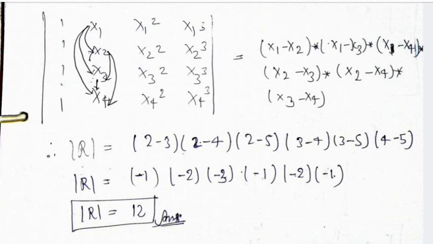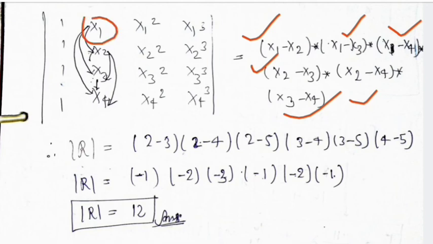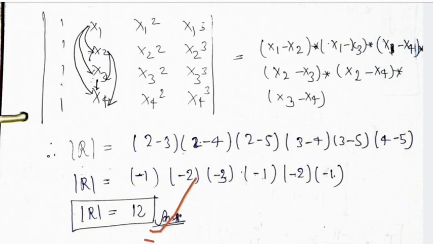executing these formulas, x1 minus x2 into x1 minus x3 into x1 minus x4 into x2 minus x3 into x2 minus x4 into x3 minus x4. This means x1 is subtracted by all the lower elements, then x2 is also subtracted by the lower elements, and x3 is subtracted by the lower element. All these are multiplied to each other. After putting these values, we get the determinant of R is equal to 12. So this is the short trick to solve this question, which is very easy for us.